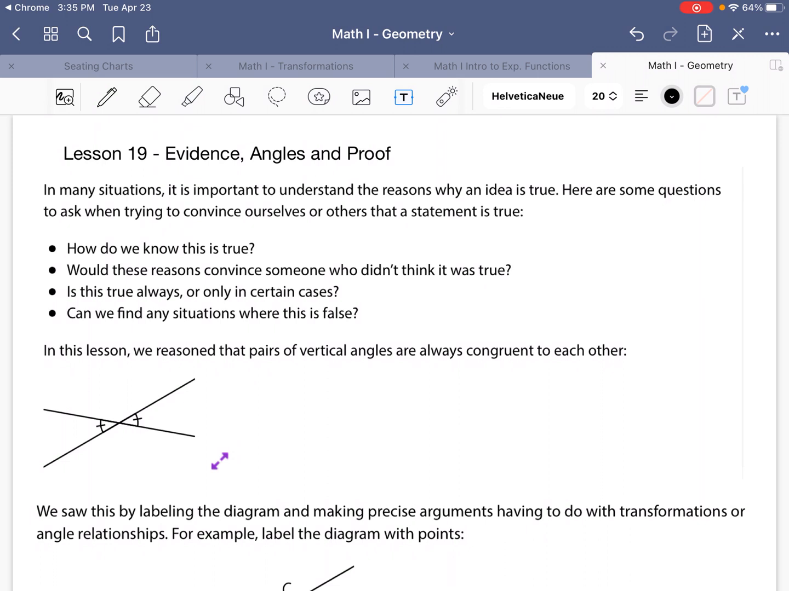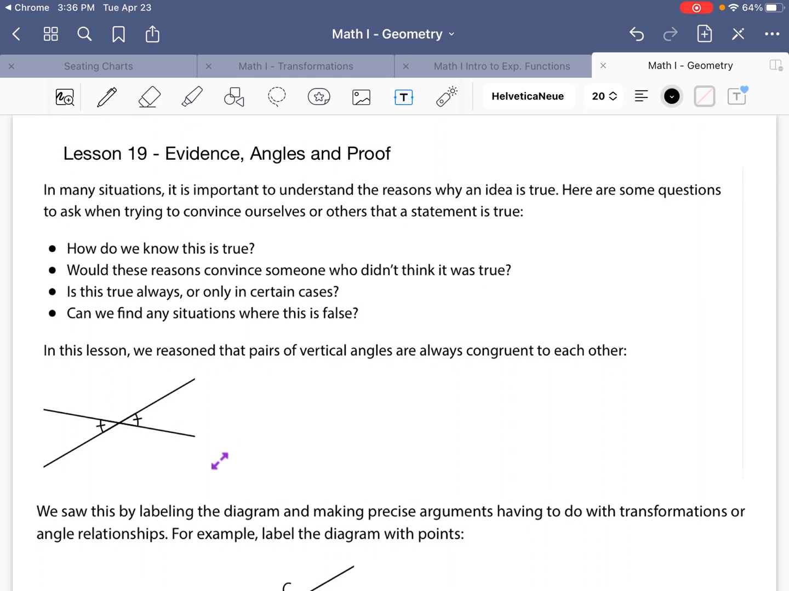Everybody was getting annoyed with me all day today because I was acting like an annoying little 4-year-old and asking, why? Why? How do you know? Why is that true? How do you know? Because it's important for us to be able to think about how it is that we know things. Why are things true? How can we prove something to be true?